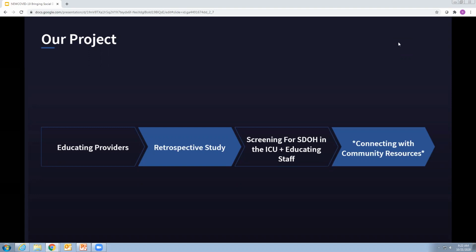Then we said, once we do that, let's start screening all our patients and figuring out what determinants are occurring in our ICU, and also educating the staff in terms of why it's important to look at those aspects. And then lastly, connecting with community resources. So we got a list of all our stakeholders. We tried to figure out who to connect with, what's actually happening. And so this all started back in 2016, and we've been trudging forward.